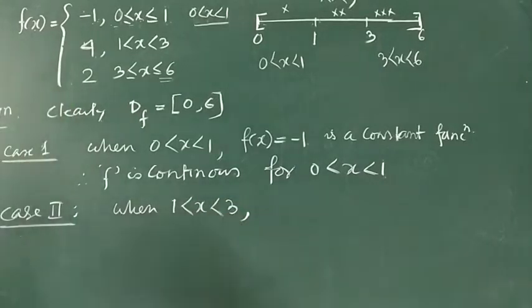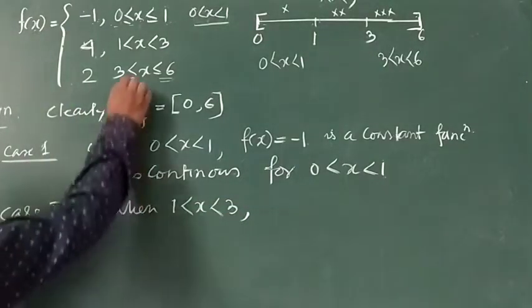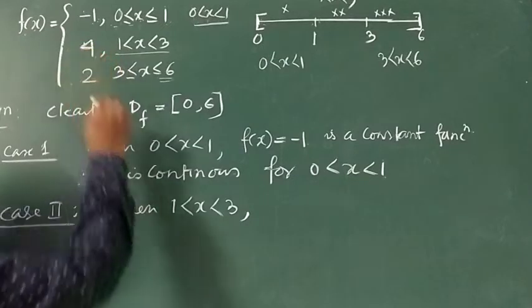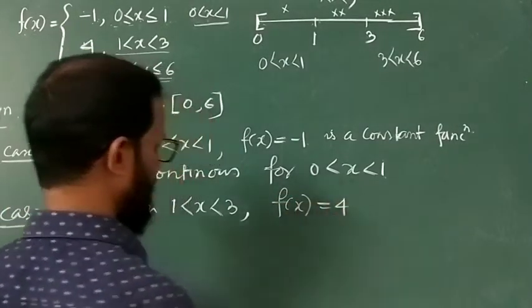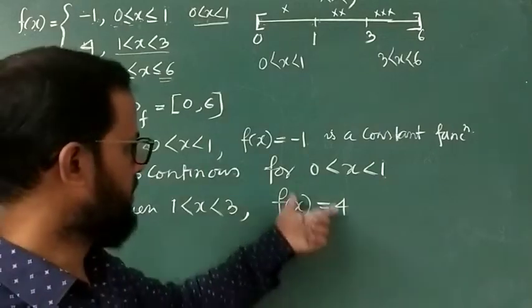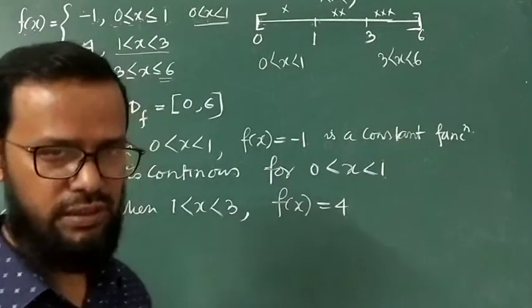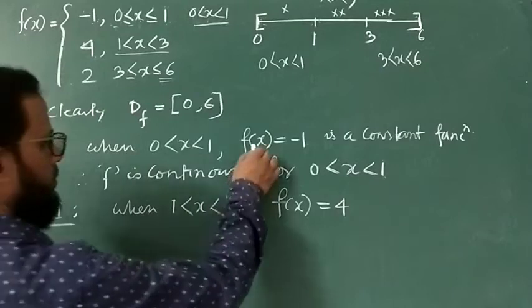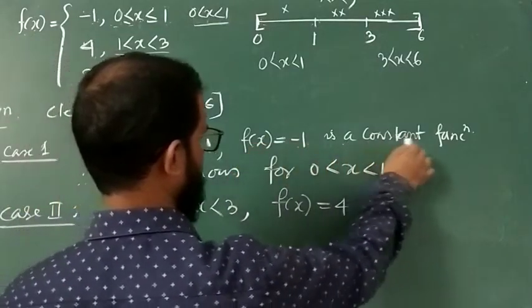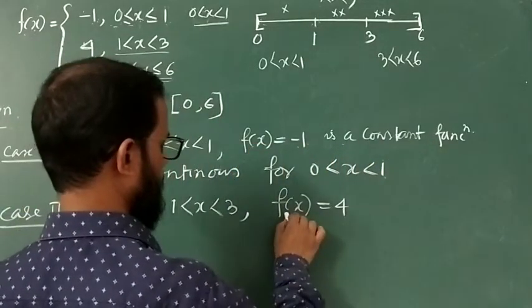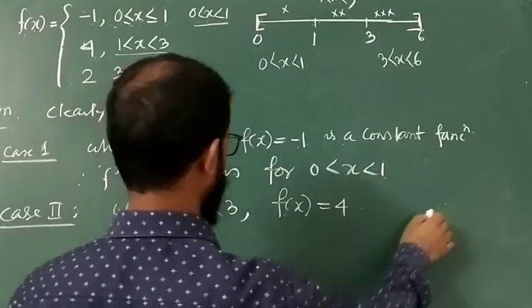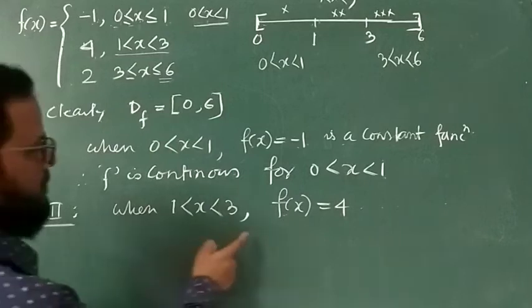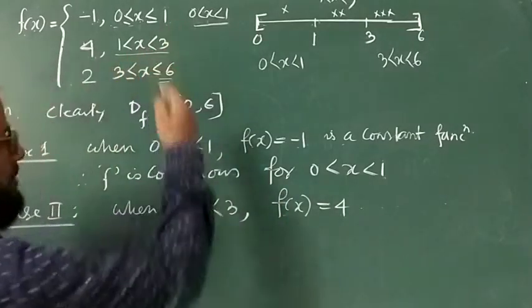When 1 less than x less than 3, you go to this condition, your function is what? 4. f(x) equal to what? 4. Now f(x) equal to 4 is a constant function, same concept to be written, same language to be written. So here you can say f(x) is equal to minus 1 is a constant function. You have to write as f(x) is equal to 4 is a constant function, and therefore f is continuous for 1 less than x less than 3.